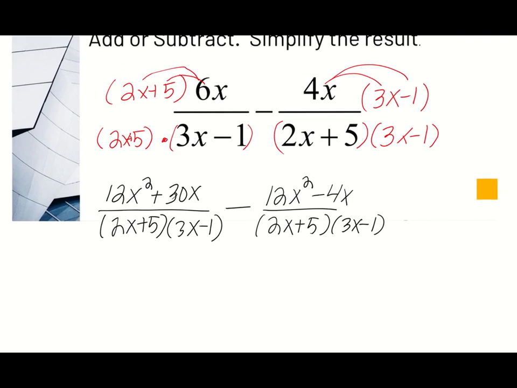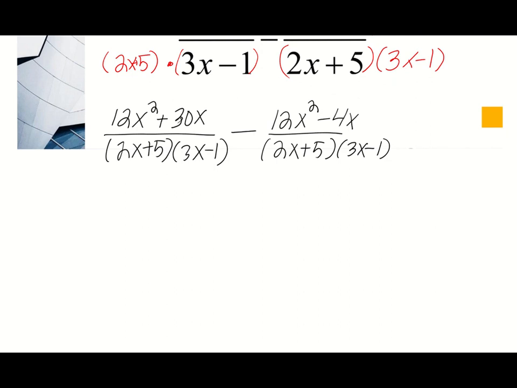All right, so now that I multiplied, I want to actually go ahead and subtract now. So I have 12x squared minus 12x squared. So this is kind of like what we did with our imaginary numbers when we did subtraction. I can change this and distribute this negative in. So if I distribute a negative, I'm changing the sign of everything behind it. So 12x squared plus negative 12x squared is no x squareds. And then 30x plus 4x is going to give me 34 x's in the top.